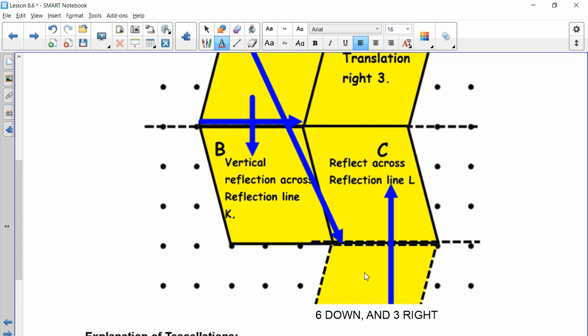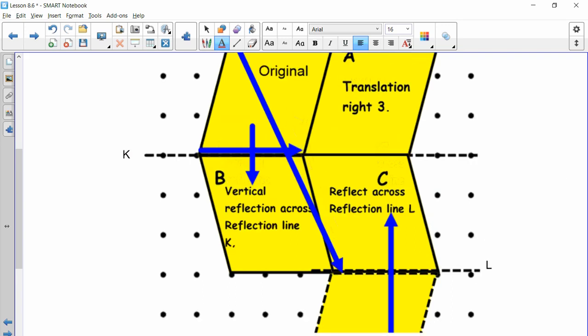Once I have it in this location, I'm now going to do a reflection across this line. I had labeled this line as line L, and I had this one here labeled K. For some reason when I changed it from my documents into this format, it didn't quite make it. So here we go. Got this original down to here, and now I'm going to do a vertical reflection across the reflection line L, and that will move it up and put it where C is.